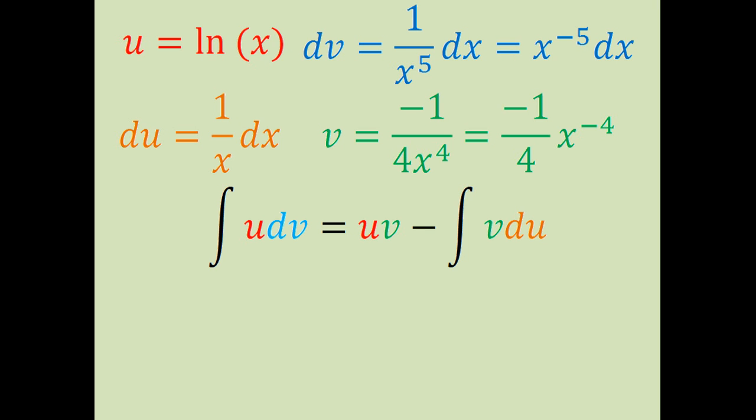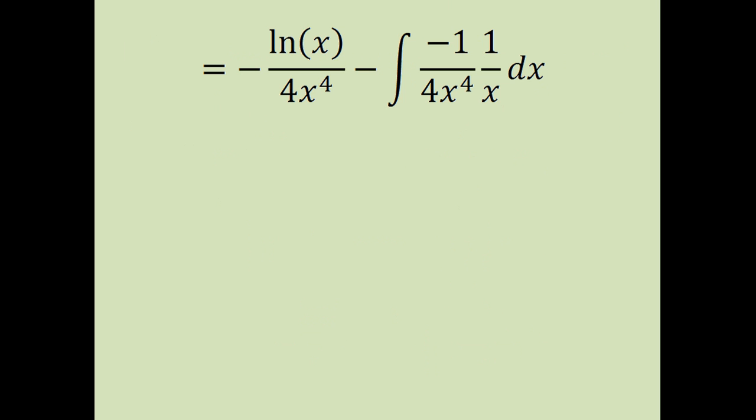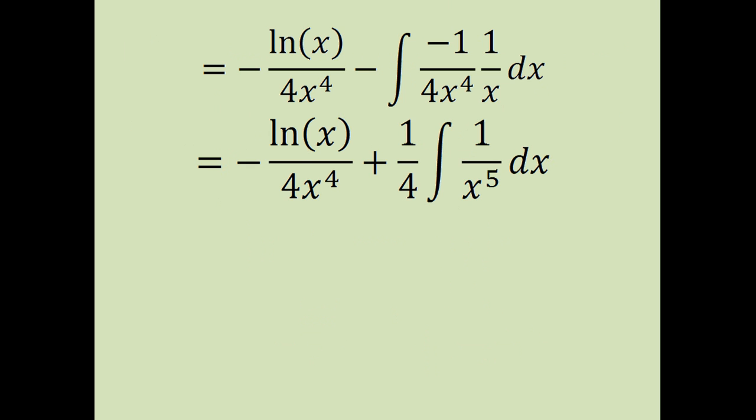Now you can see they're colored correspondingly. So that equals negative ln x over 4x to the fourth minus the integral of negative 1 over 4x to the fourth times 1 over x dx. So now we have this all in black now to be a little bit less confusing.